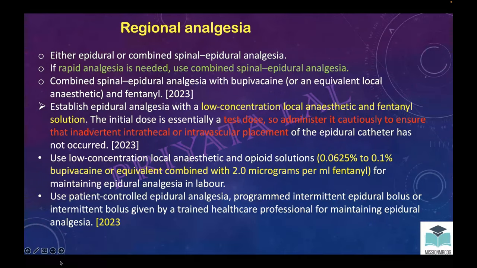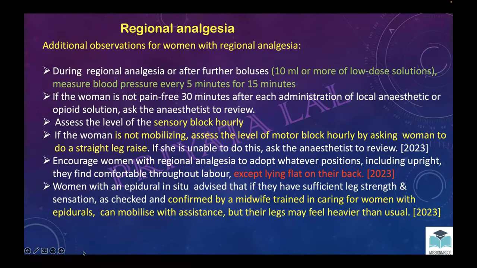Now, recently they said that there has to be additional intensive monitoring when the patient is on regional analgesia. What they want is, if 10 ml or more of low dose solution has been given, blood pressure has to be monitored every 5 minutes for the first 15 minutes. Apart from this, sensory block has to be checked hourly. If the patient is not mobilizing, motor block has to be checked hourly, by asking the patient to do a straight leg raise. She can opt for any position except lying down flat. So this is the kind of monitoring usually done with regional analgesia. There is no change. It was the same in the previous guideline also.